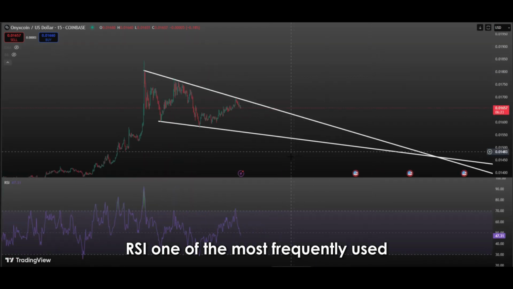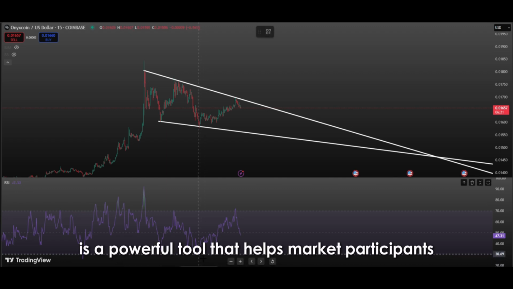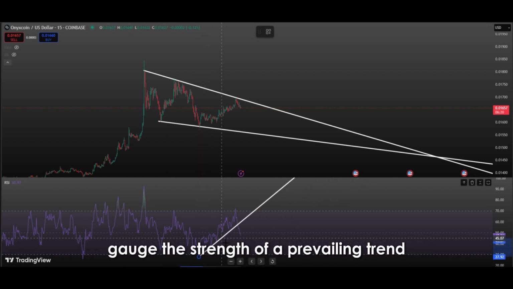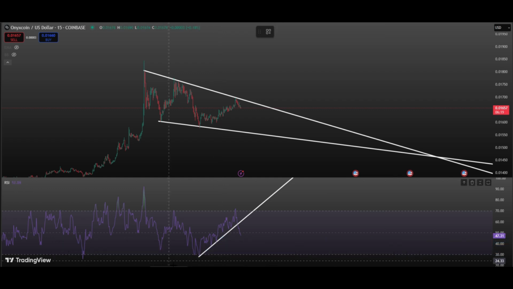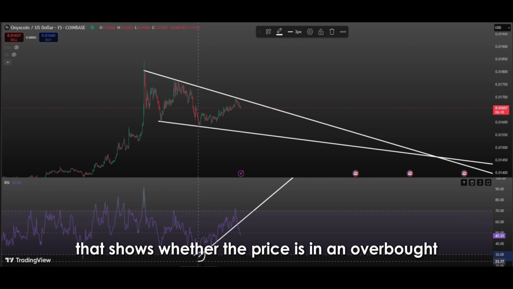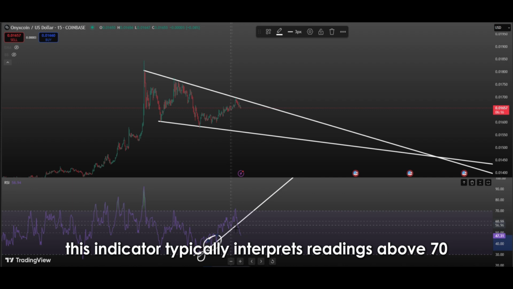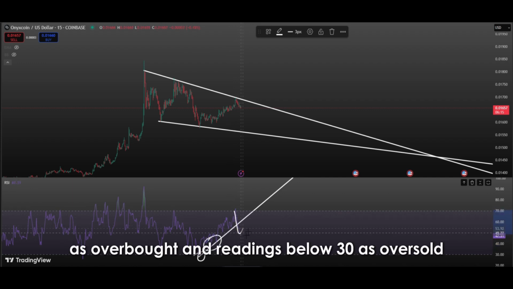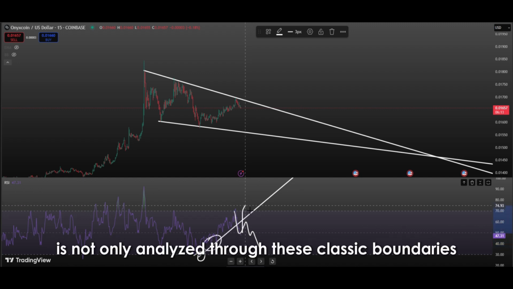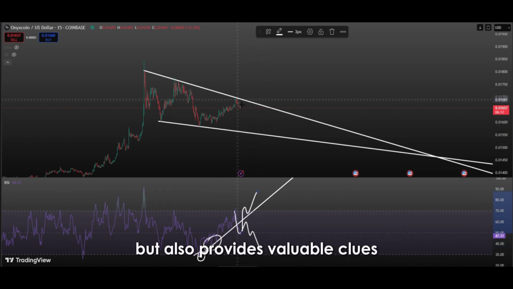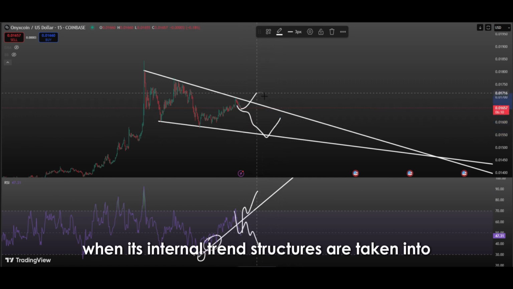RSI, one of the most frequently used and most reliable momentum indicators in the world of technical analysis, is a powerful tool that helps market participants gauge the strength of a prevailing trend. The RSI compares price changes over a specific period and acts as an oscillator that shows whether the price is in an overbought or oversold condition. This indicator typically interprets readings above 70 as overbought and readings below 30 as oversold. However, RSI is not only analyzed through these classic boundaries, but also provides valuable clues about potential market reversals when its internal trend structures are taken into account.